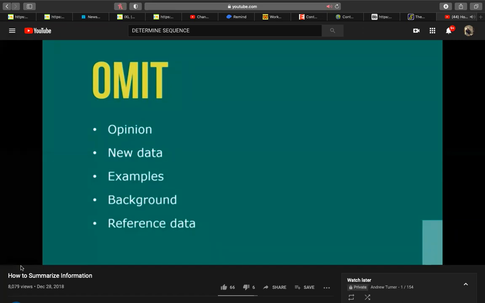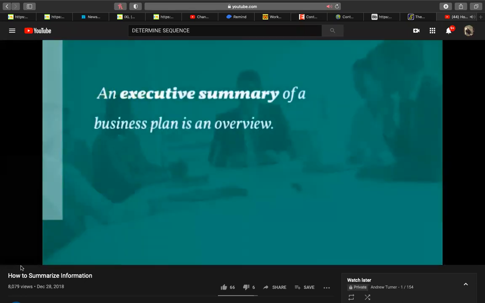Examples. Readers will want to know about outcomes, results, and recommendations, not the illustrative details that support the points themselves. Background. Readers want the big picture, not supporting or technical details. And finally, reference data. Exclude information around footnotes, bibliographies, appendices, tables, and graphs. An executive summary is a great overview. Its purpose is to summarize the key points of a document for its readers, saving them time and preparing them for upcoming context.